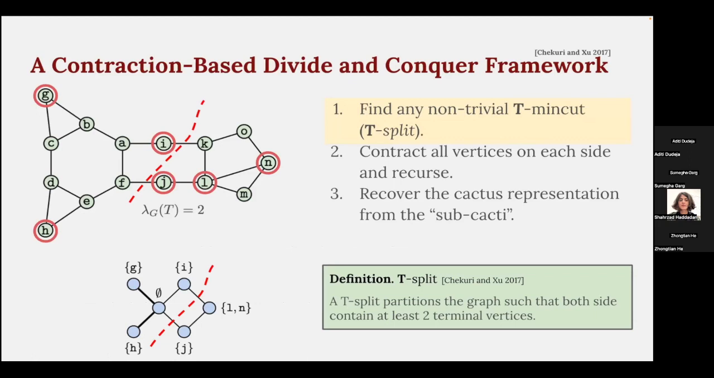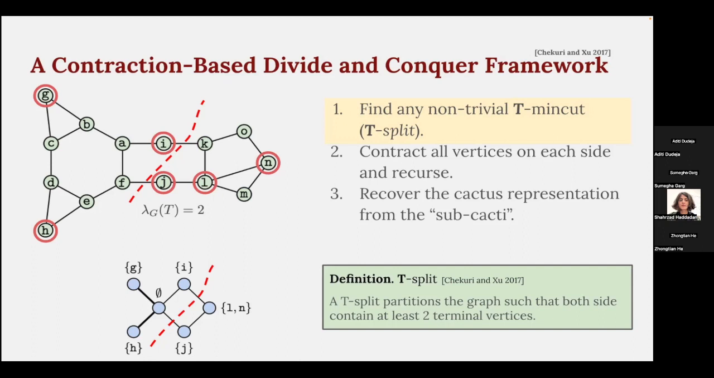The idea is each time you want to find a non-trivial T-mean cut which splits the graph into two parts, and you contract each part and recurse, and you recover the Cactus representation from the sub-Cactus you build in the subgraph, in the subproblem. So let's see it one by one. So the first step is to find a T-split.